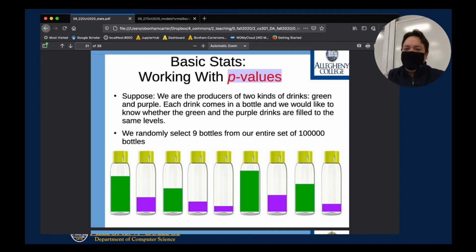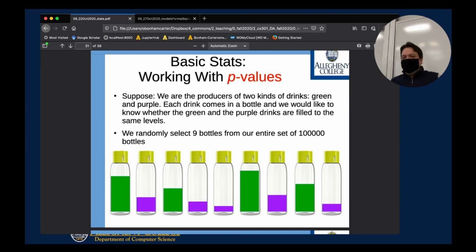A lot of the models that we're working with actually use p-values. And I think the best way of describing how p-values work is to tell a story about how they're used. So imagine, for instance, that we are some kind of a drink company where we are selling drinks which are green or they are purple. So we have two different kinds of drinks that we sell.